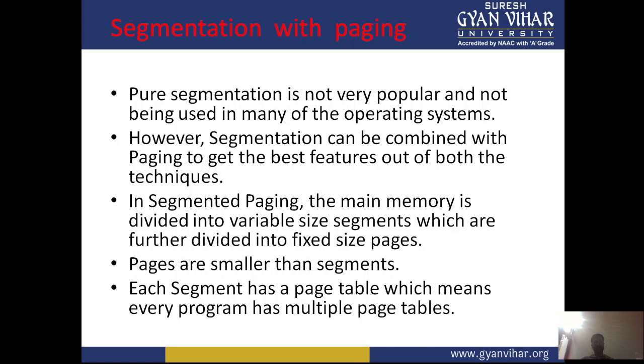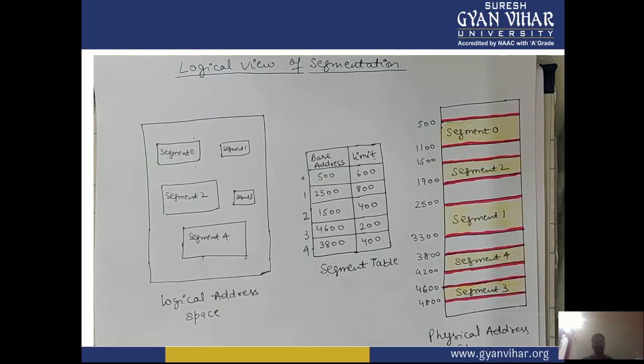This is what we have covered in the basic concepts of paging. Now in this slide, we see that we can distribute memory into segments 0, 1, 2, 3, and 4. In this, we can declare a base address and a certain limit. The base address of segment 0 is 500.